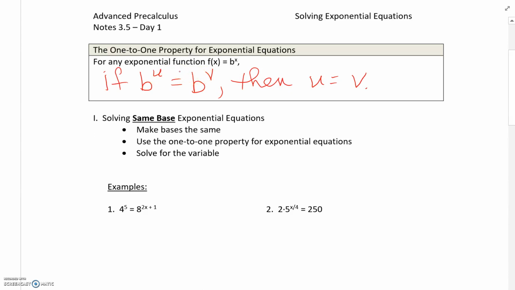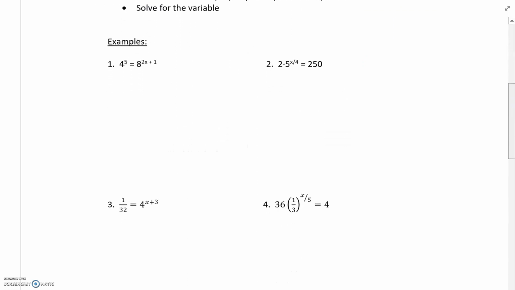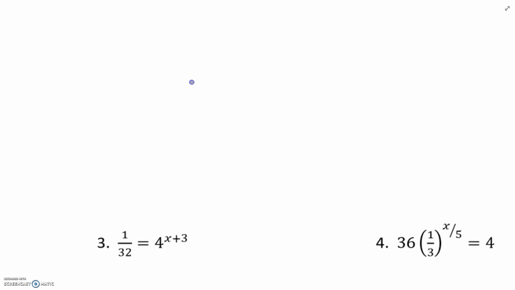So that's what we're going to be doing in these first examples here. That is trying to get the same bases on both sides. So we'll try to make the bases the same, then use this one-to-one property, and then from there we'll be able to solve for the variable. So in all of these, the directions are solve for x. So let's start here with number 1.